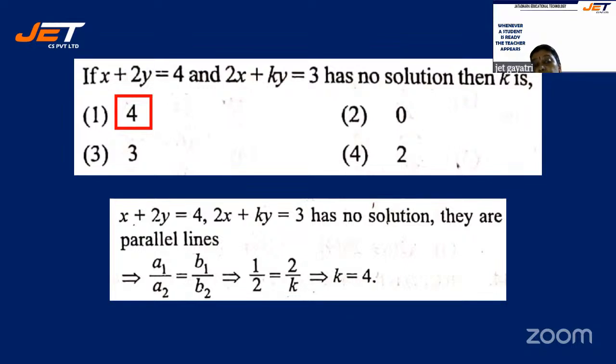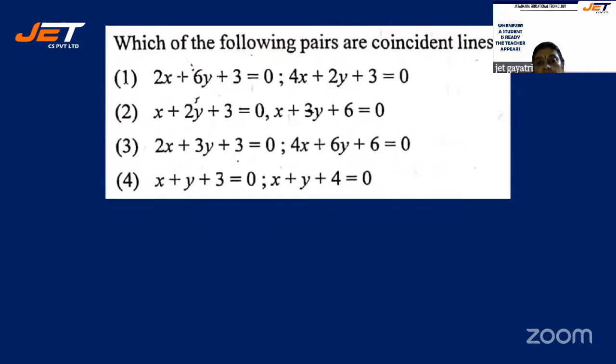Which means a1 by a2 is equal to b1 by b2. What is a1? The coefficient of x, that is 1. What is a2? 2. So 1 by 2 is equal to b1 by b2. What is b1? 2. And what is b2? k. So just cross multiply. 1 into k is equal to 2 into 2, 4. So k is equal to 4. That is why your option 1 is the correct answer. All right, see the next question.